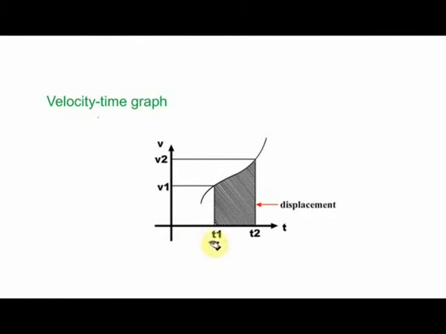So from here we can see that at time t is equal to t1 the velocity is v1, and at time t is equal to t2 the velocity is v2. So the total displacement by the particle between time t1 and t2 will be given as the area under the graph between the time interval t1 and t2. So this is the total area, which is nothing but the displacement of the particle.